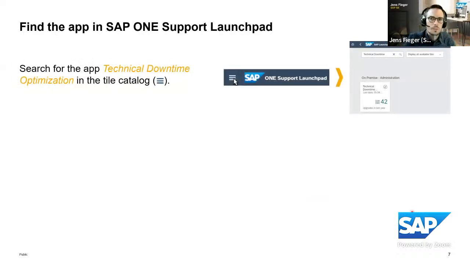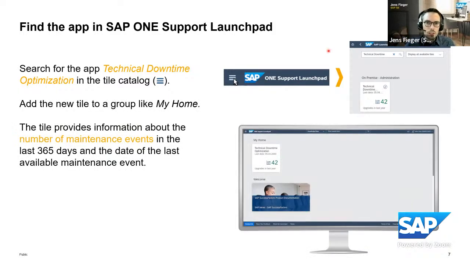As I've mentioned, it's part of the SAP ONE Support Launchpad. There you have that, sometimes I call it the burger icon, right? So on the top left corner, you have those three bars, which look a little like a burger, where you can jump into the tile catalog and you can search for technical downtime or just for downtime, and then you find the application. And then you can just add it to your home screen, and from there you can jump right away to the maintenance events, and I will show you that in a minute.